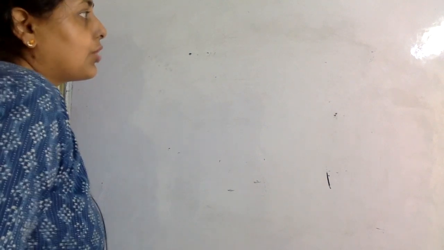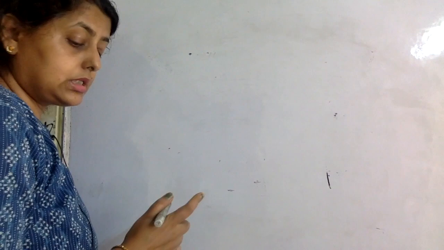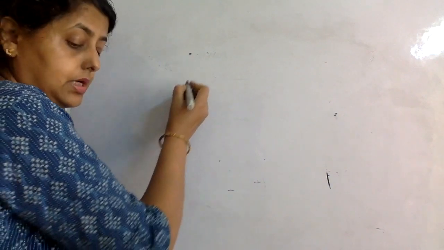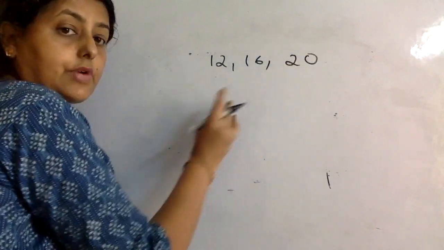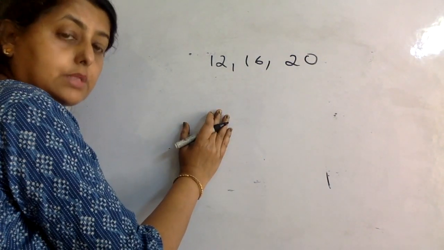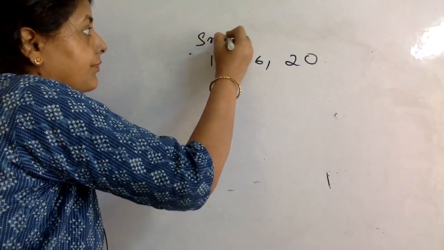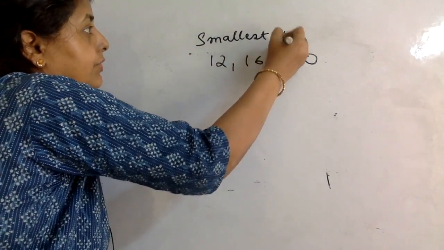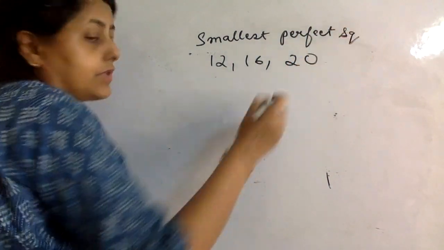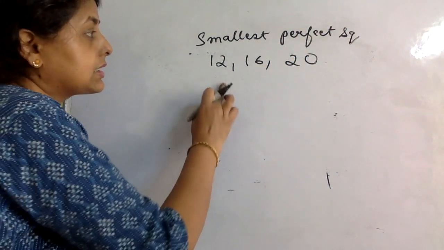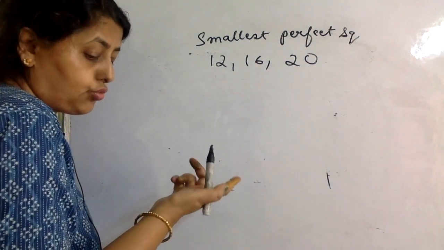Find the smallest perfect square. The question says find the smallest perfect square which is divisible by 12, 16 and 20. Smallest perfect square which is divisible by 12, 16 and 20. And so what is it?